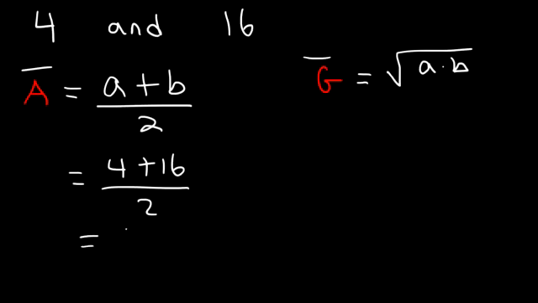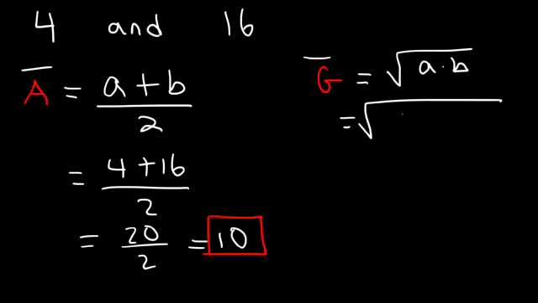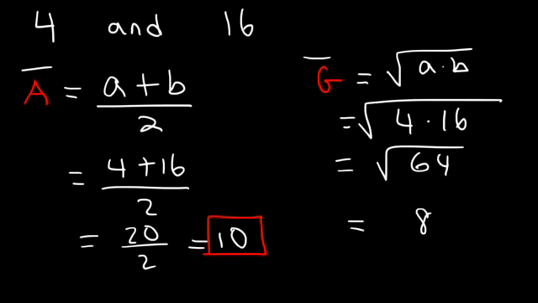So the arithmetic mean is going to be 4 plus 16 divided by 2. 4 plus 16 is 20. 20 divided by 2 is 10. So that's the arithmetic mean of 4 and 16. Now the geometric mean is going to be the square root of the product. So first let's multiply 4 times 16, which is 64. And the square root of 64 is 8. So 8 is the geometric mean.